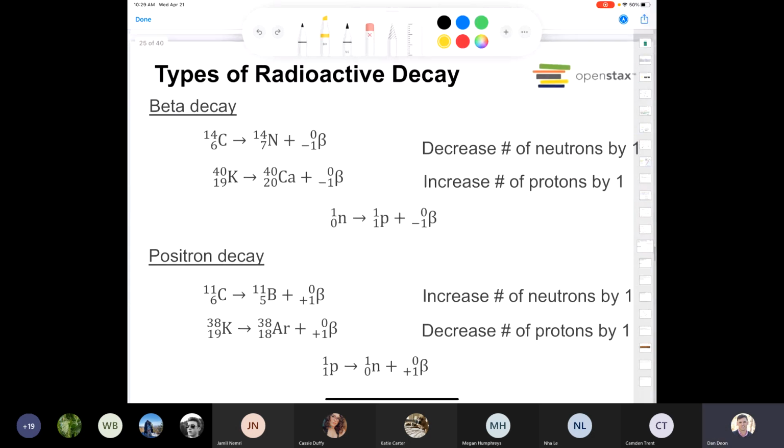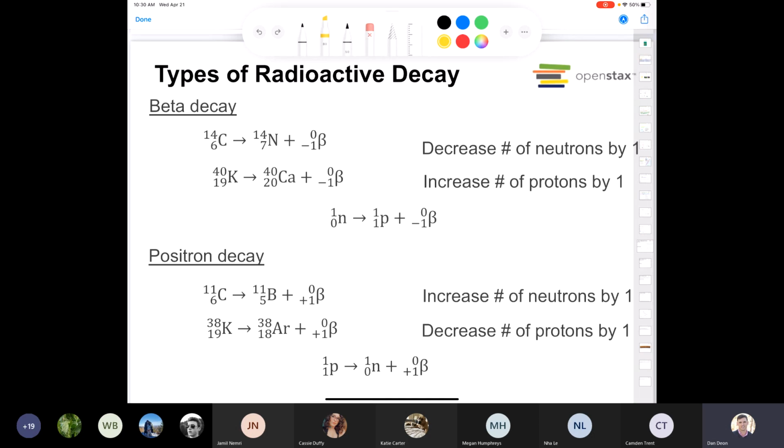Well, let's talk about the types of radioactive decay that we could have. We just looked at the decay of uranium to thorium, and that was the result of an alpha decay. But I want to take a look at different types of radioactive decay. So see if you can follow along with me here. I know we're in the last few minutes of the lecture, but I want you to pay close attention here. The first one is a beta decay.